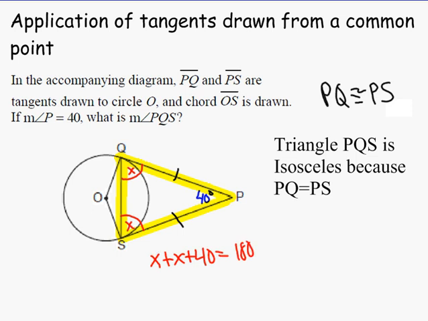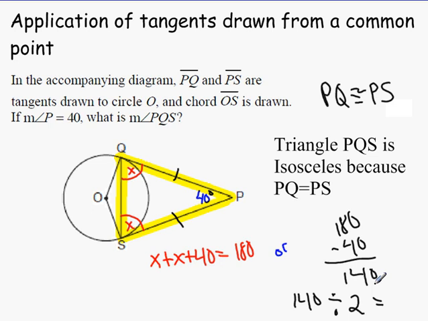Then I can say X plus X plus 40 should add up to 180, or I can just say 180 take away 40, I get 140, and then I take 140 divided by 2. This thing is lagging, I apologize for that. 140 divided by 2, so what's 140 divided by 2? 70 degrees. So the measure of angle PQS is 70 degrees.